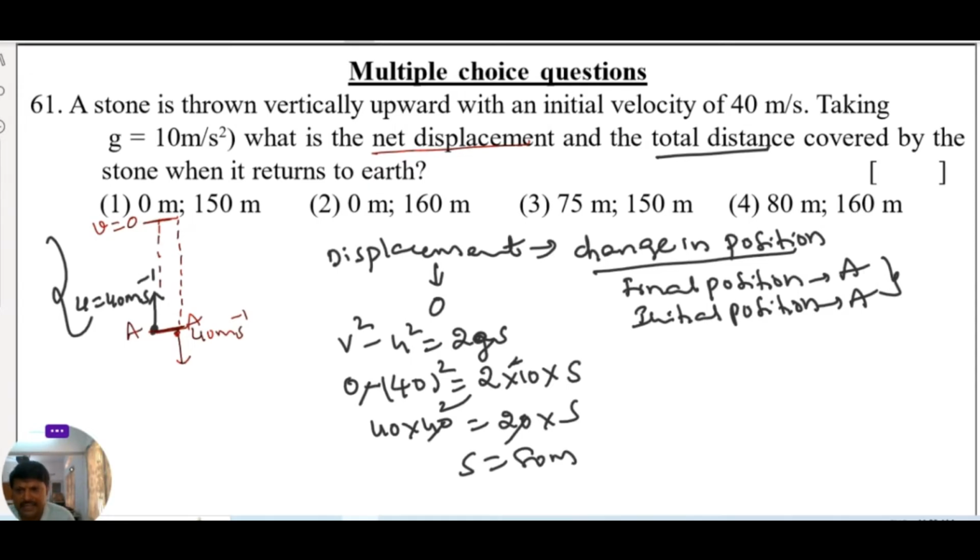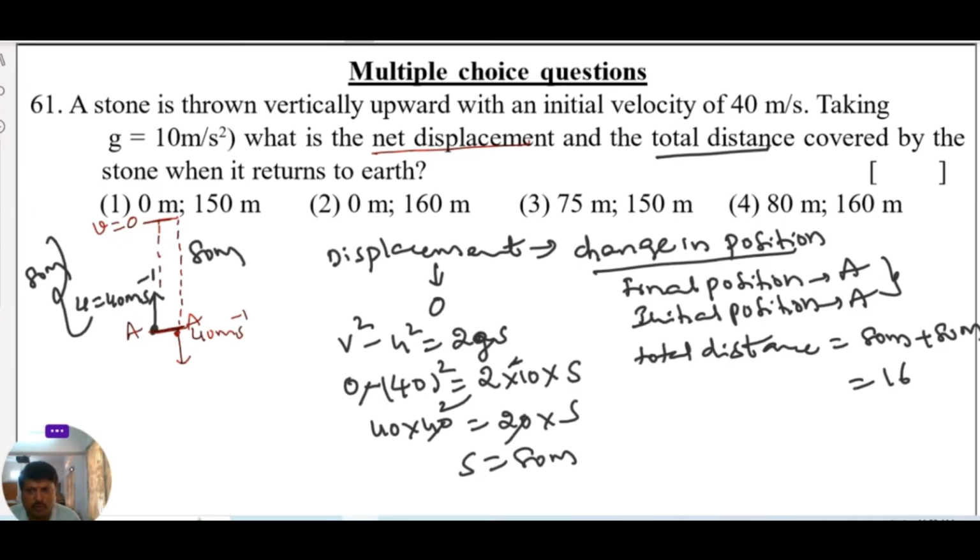So in the upward journey the distance is 80 meter. In the downward journey the distance is 80 meter. Distance is a scalar quantity. So total distance covered by the stone is equal to 80 meter plus 80 meter, that is equal to 160 meter. So option 2 is the right answer. Displacement is 0 meter, total distance is 160 meter.